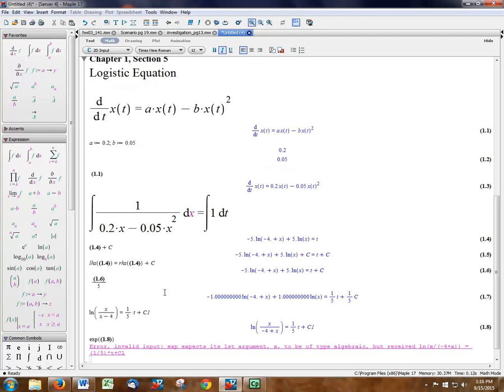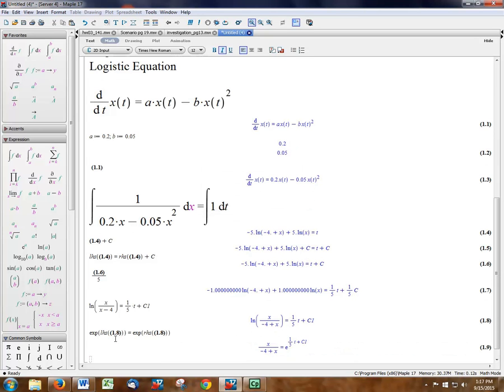And I didn't like that. Okay, so what we're going to have to do is do right hand side and left hand side again. Left hand side, open parenthesis, close parenthesis, should be equal to exp of the right hand side, Control L 1.8, close, hit return. There we go.